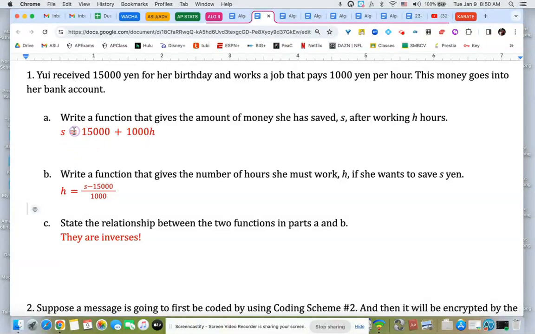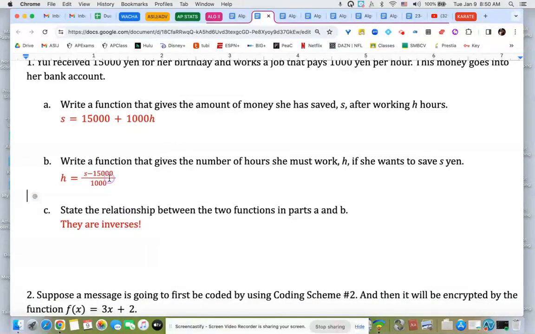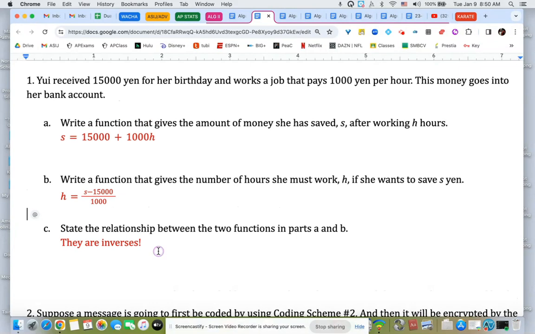Okay, so what we did is just do the inverse of this. So we subtracted the 15,000 from both sides. So it's S minus 15,000. You can see that on the top. And then to get rid of the 1,000, we have to divide both sides by 1,000, which you can see ended up happening on the bottom. Okay, so then you can see that I have the original function up here, and then this is the inverse of that. And you're just saying, oh yeah, that's an inverse, right?